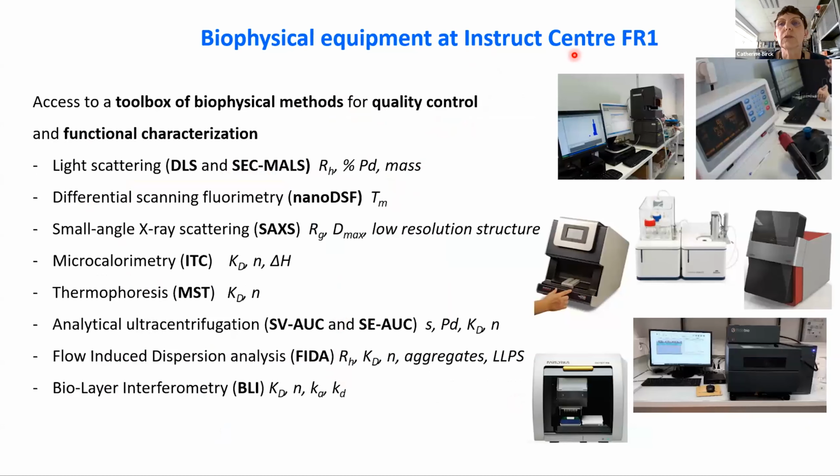At Instruct Center France 1, users have access to a toolbox of biophysical methods for quality control and for functional characterization. For quality control: light scattering, DLS and SEC-MALS, differential scanning fluorimetry, nanoDSF, and small angle X-ray scattering, SAXS. For functional characterization, we have microcalorimetry, thermophoresis, and analytical ultracentrifugation in sedimentation velocity and sedimentation equilibrium mode. And the last two I will present today: flow-induced dispersion analysis, FIDA, and biolayer interferometry, BLI.